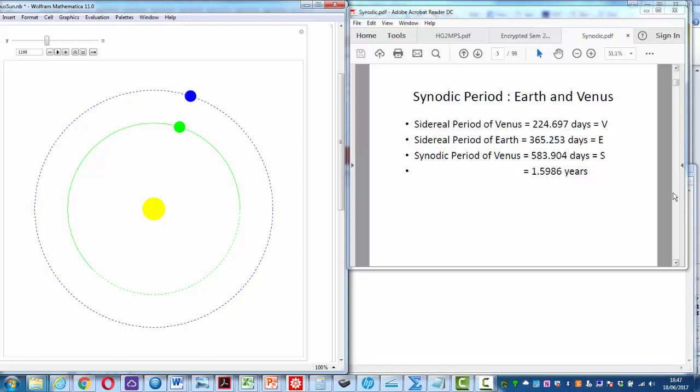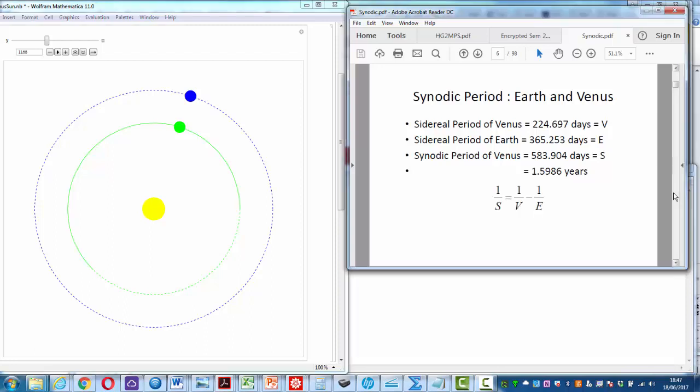Now we can do a little bit of calculation here. I won't go into the details, but it turns out that the synodic period satisfies that 1/S is equal to 1/V minus 1/E. So that's how we can calculate this 584 days based on the 225 and 365.